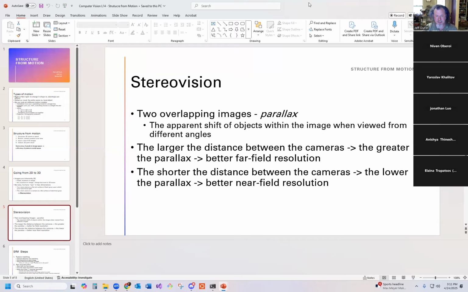So there's always this trade-off when you're designing a computer vision system for structure from motion, where you have to decide based on your application how much parallax you need, right? How far apart or how close do I have to put the cameras to increase or decrease the amount of overlap between the two images when I go to solve for 3D geometry.